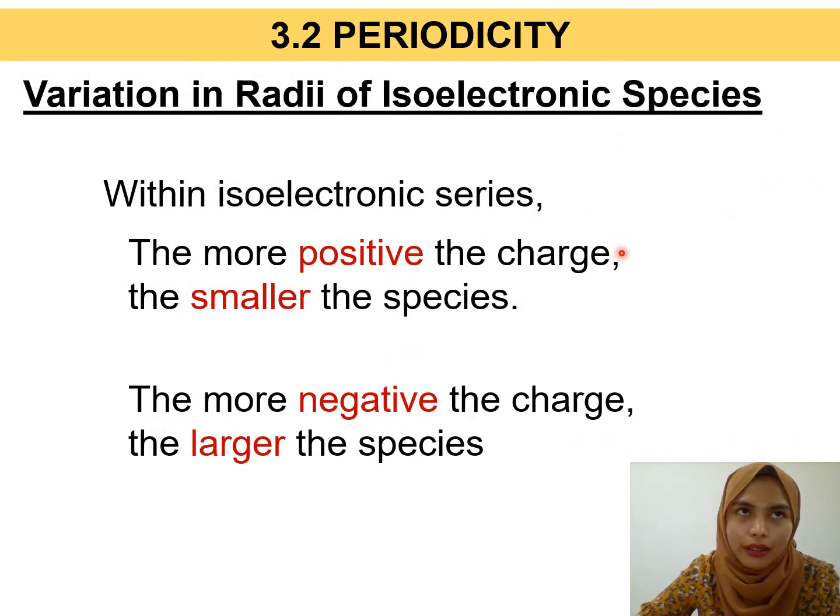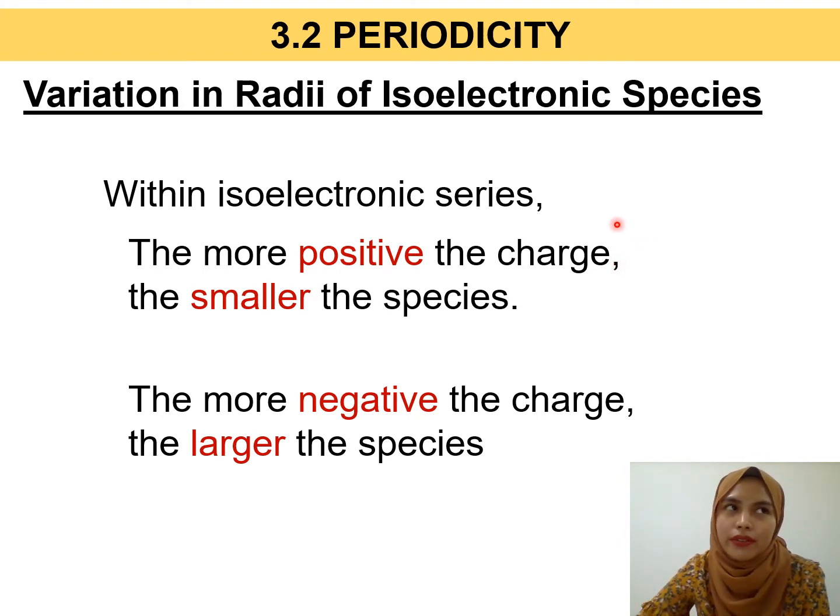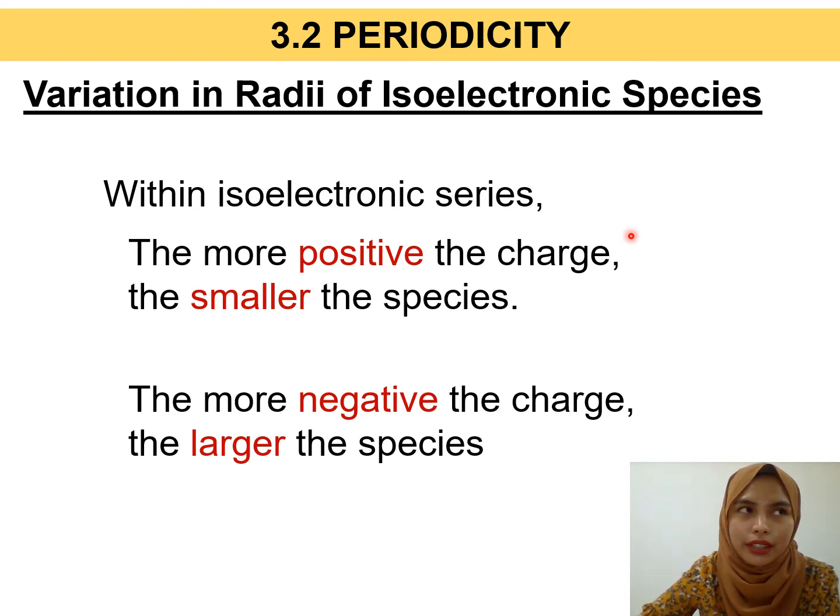Alright, just now, before this, we have discussed about the size of ions, size of positive ions dengan size of negative ions, right? Size of cation ion sebab dia remove electron, that's why size dia kecil. Kalau size of anion sebab dia accept electron, that's why size dia besar. Do you get what I mean? So the same thing goes to the variation in radii, in size of isoelectronic species. In isoelectronic series, the more positive the charge, the smaller the species, the more negative the charge, the larger the species.